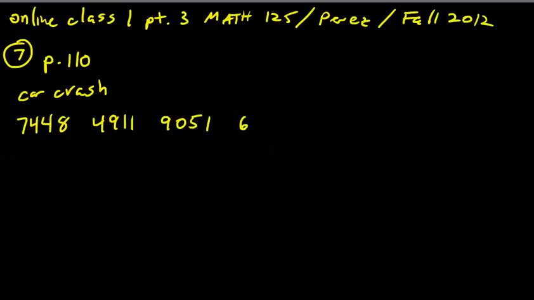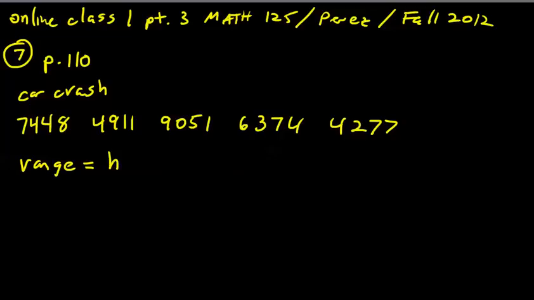9051, 6374, and 4277. So you can see this data contains 5 values of car repairs, so the data set is 5 elements deep, as you can see. All right, we want to compute the range, the standard deviation, and the variance.